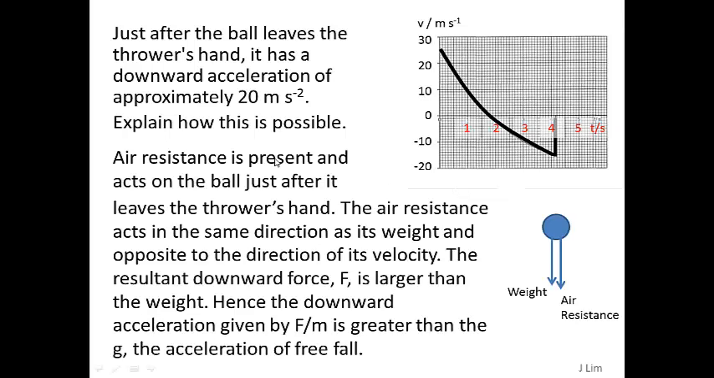Air resistance is present and acts on the ball just after it leaves the thrower's hand. The air resistance acts in the same direction as its weight and opposite to the direction of its velocity. The resultant downward force F, the weight and air resistance together, is larger than the weight. Hence, the downward acceleration given by F over m is greater than the acceleration of free fall.